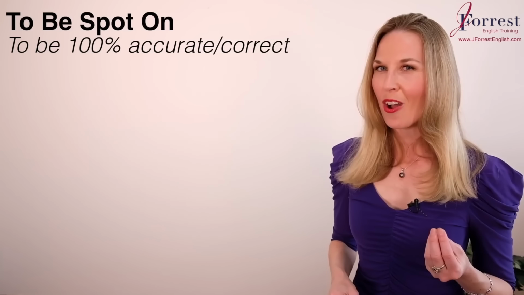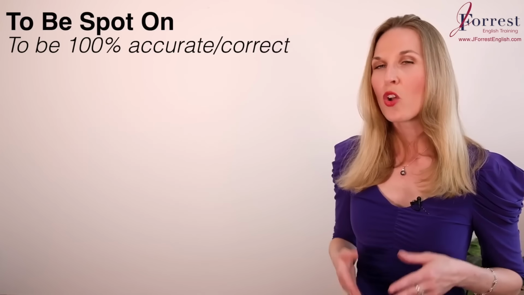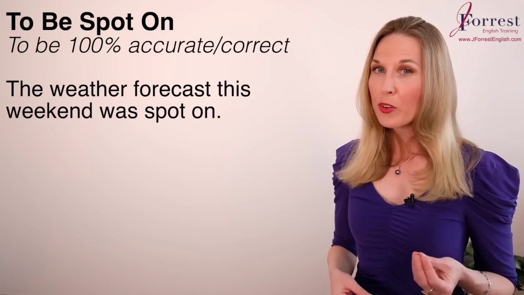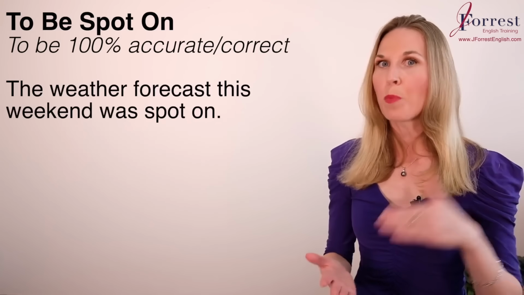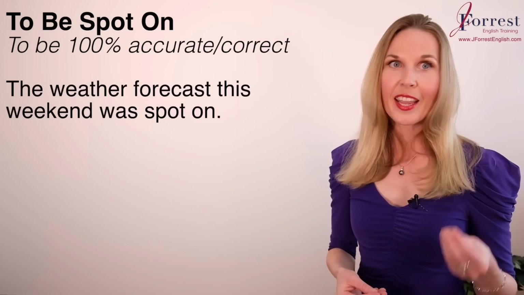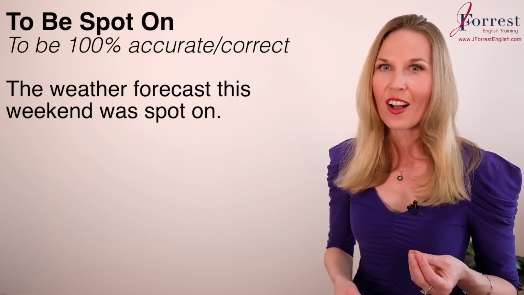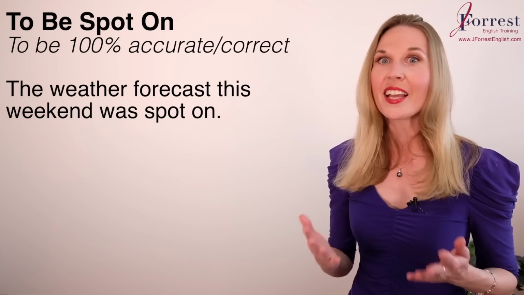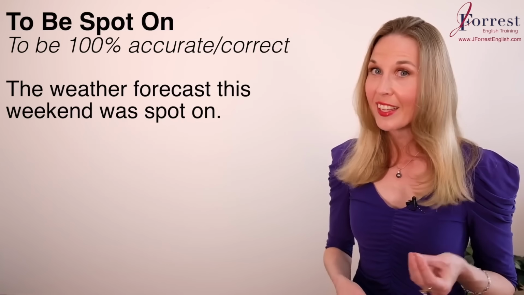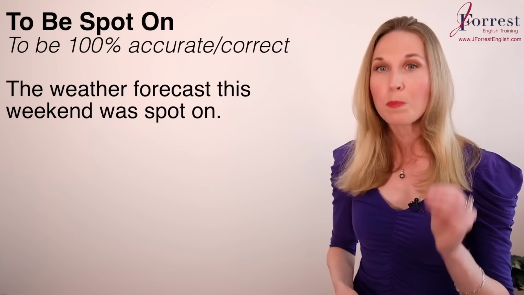And finally, number 15, to be spot on. When someone is spot on, they're 100% accurate or correct. For example, I could say the weather forecast this weekend was spot on. The meteorologist said it was going to rain on Saturday at 2 o'clock, and it rained on Saturday at 2 o'clock. He said it was going to be sunny and 25 on Sunday, and that's exactly what it was. The forecast was spot on.